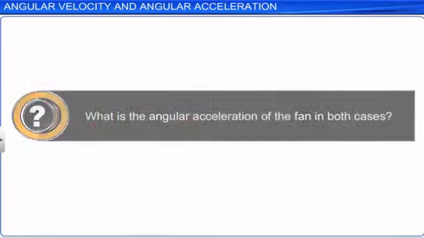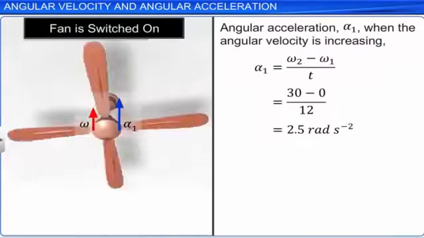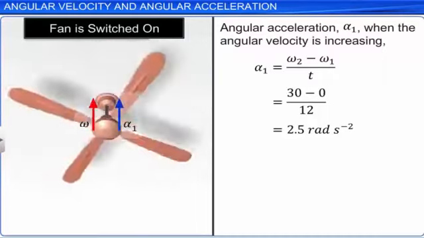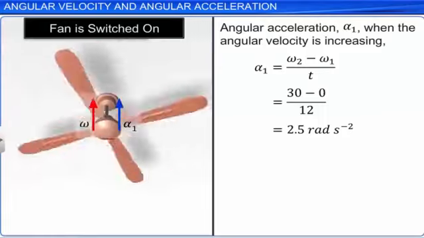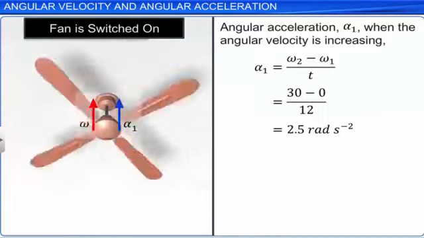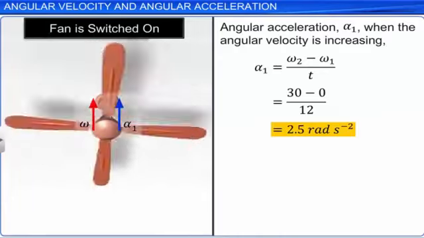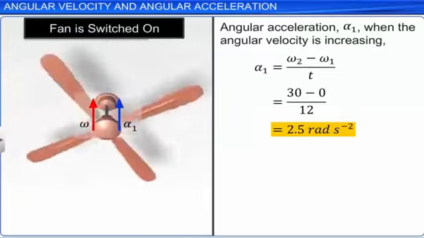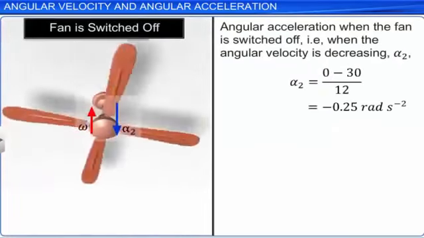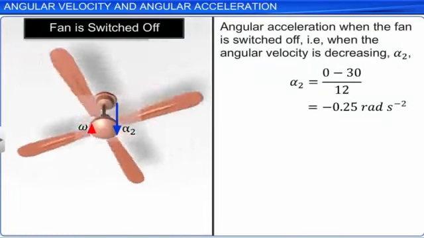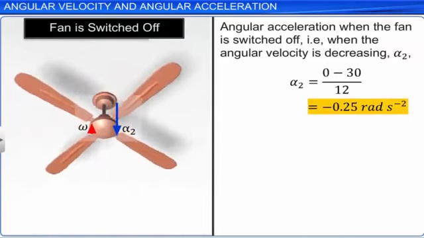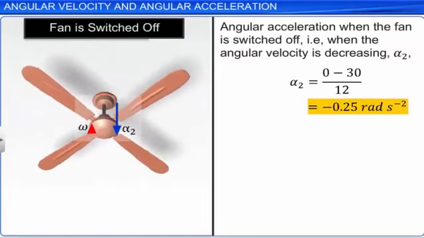In the case of increasing angular velocity, we get the angular acceleration alpha 1 is equal to 2.5 radians per second squared. In this case, both angular velocity and angular acceleration are in the same direction. In the case of decreasing angular velocity, alpha 2 is equal to minus 0.25 radians per second squared. Here, the direction of angular acceleration is opposite to that of the direction of angular velocity.